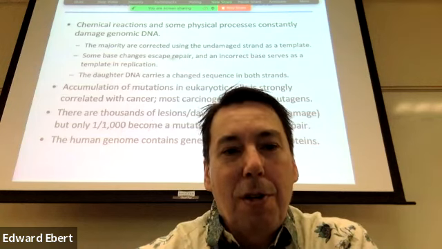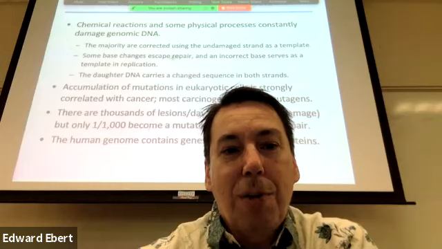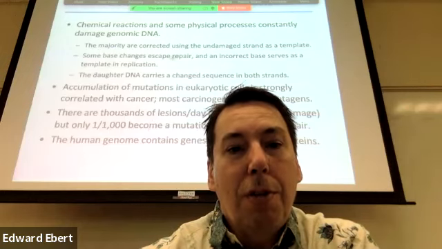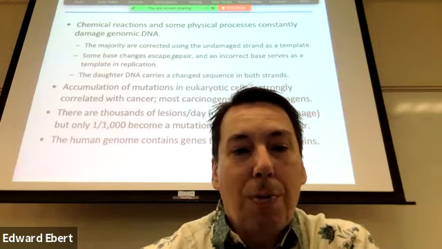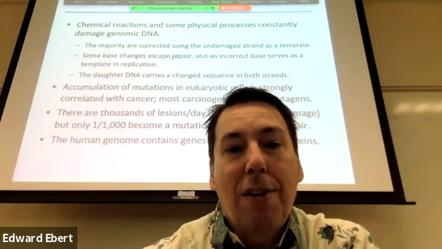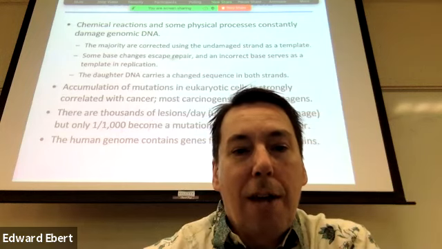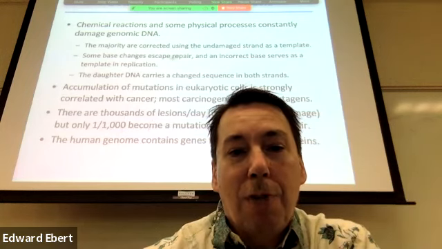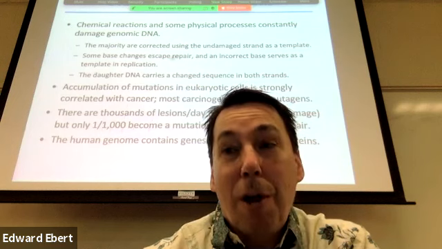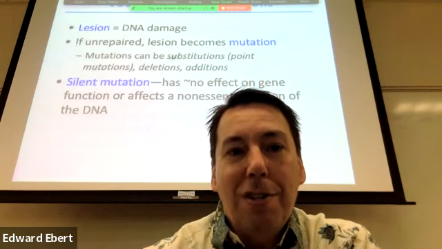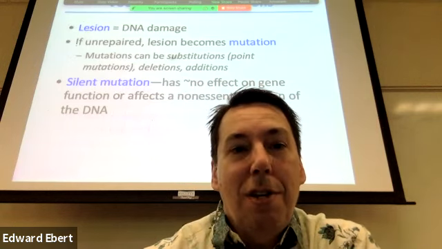So typically we get thousands of lesions per day, and these are unrepaired DNA damage, but only one thousandth of them, 0.1%, will actually become a mutation thanks to DNA repair efforts. And we have at least 130 repair proteins that are involved in fixing the errors that get made. So a lesion is DNA damage. If it doesn't get repaired, it becomes a mutation.